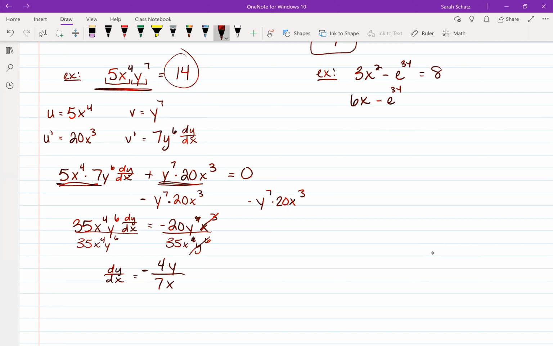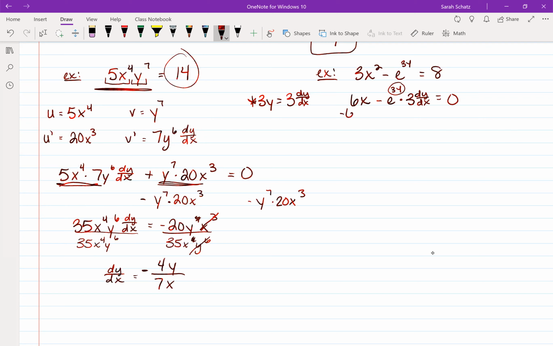I don't change anything. But because this exponent is not just an x, it's a 3y, I have to use the chain rule and I have to multiply by the derivative of 3y. So what's the derivative of 3y? Well, it's going to be 3 dy/dx. So this is going to get a 3 dy/dx. And on the other side, I'll have that 0.